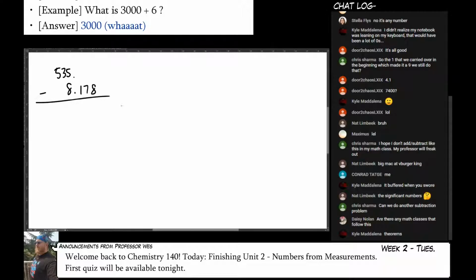So first step, start from the right and find the first position that has a known number in all values for that position. So here we'll look at the thousands place. Nope, that's no good. We'll look at the hundreds place. Nope. Tenths place. Nope. Ones place. Yeah, that works.